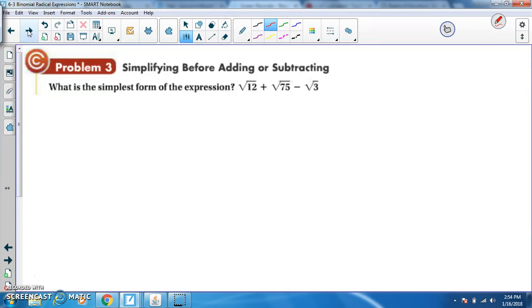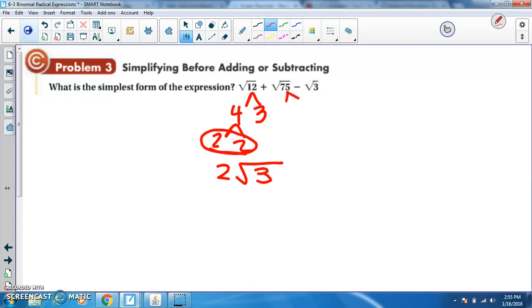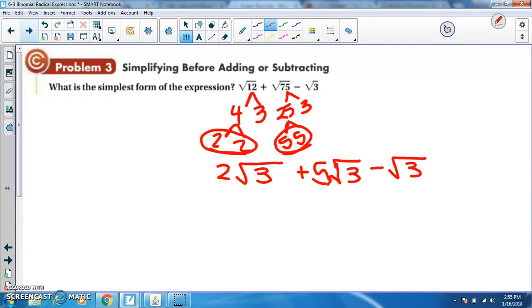Sometimes we will need to simplify our radicals before we can add or subtract. So we need to simplify the square root of 12 into 4 and 3, which is 2 and 2. I have a group of 2, so this is 2 radical 3. 75 is 25 and 3, 5 and 5. I have a group of 5s, plus 5 radical 3, minus root 3. Now I can do 2 plus 5 minus 1, which would be 6 radical 3.